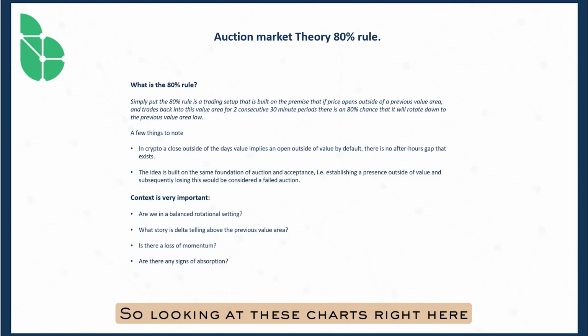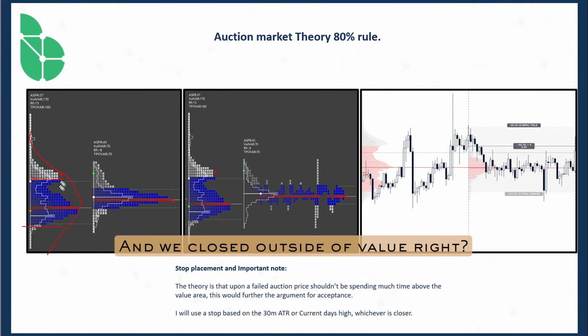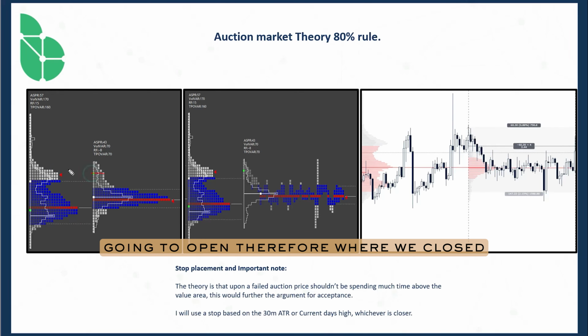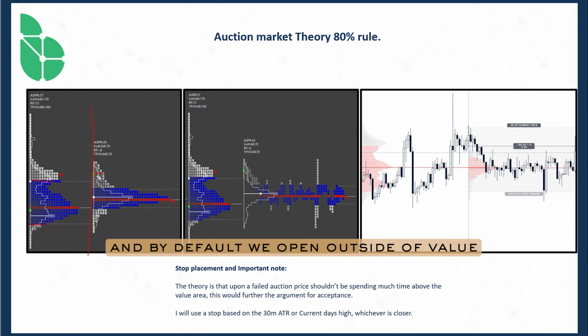All right, so looking at these charts right here, we have this case that we're talking about where you have one day, previous day, value area established, and we opened here for the day, point of control there, and we closed outside of value, right? This is crypto, so we are by default in a 24-hour market going to open where we closed for this next session. So these are day profiles. Here's your session, here's your session. We close outside of value, this being the value area where 70% of the trading took place, and by default we opened outside of value.